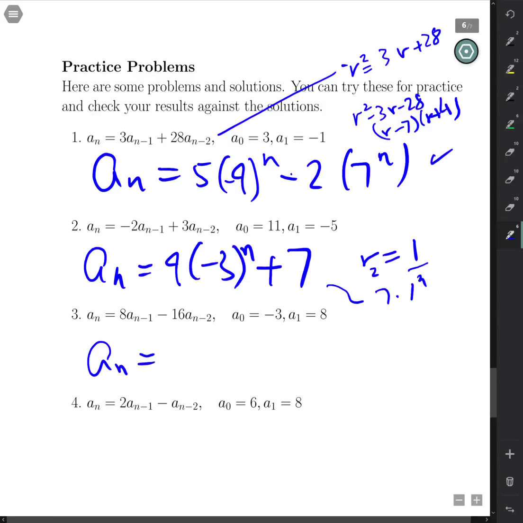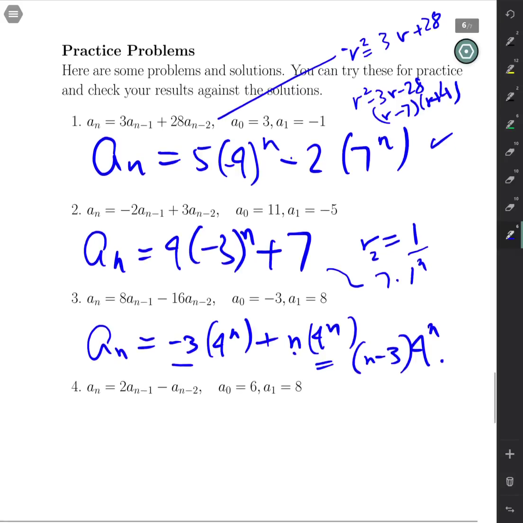So this one right here, third one, has a solution a_n is equal to -3 times 4 to the n, plus n times 4 to the n. It has a double root. And again, you could write this if you wanted to as n minus 3 times 4 to the n, like so.